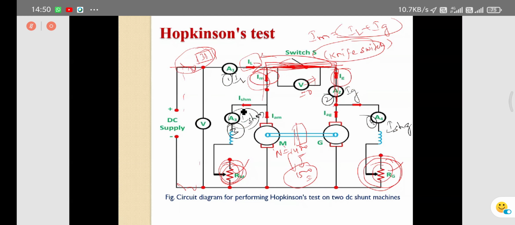There are two voltmeters here. Based on that connection and arrangement, this test is not very economical cost-wise. But the power drawn from the supply only meets the losses, so in that sense it is economical. That part you have to remember.